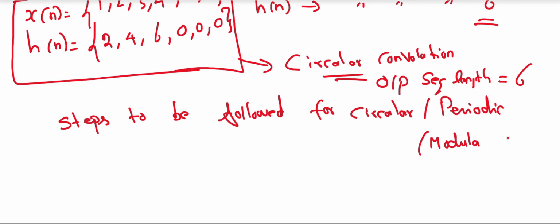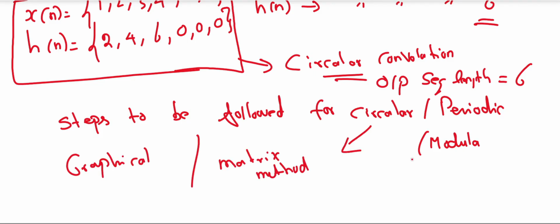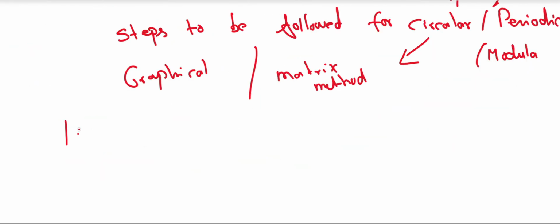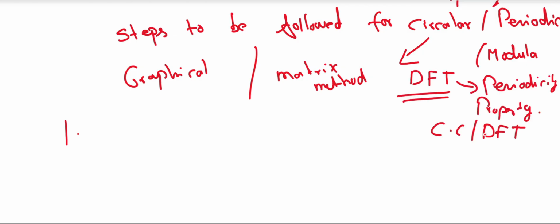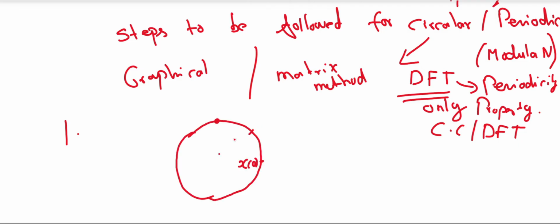The periodic convolution or circular convolution is also called modulo n. There are different methods: the graphical method, the matrix method, and the steps to be followed. The DFT, discrete Fourier transform, supports the periodicity property, so the DFT only supports circular convolution. So, there is a modulo n operation. We will see how to perform it using the concentric circle method.